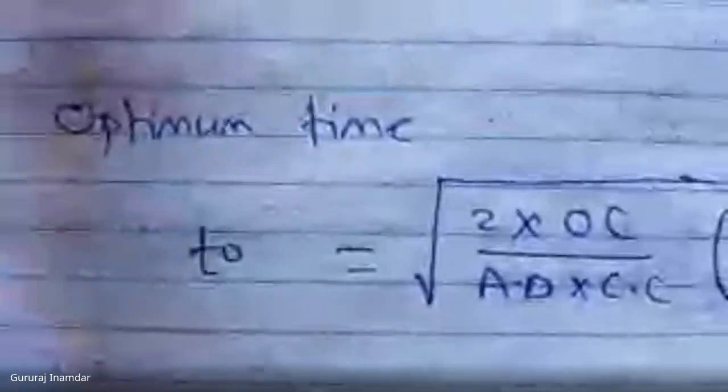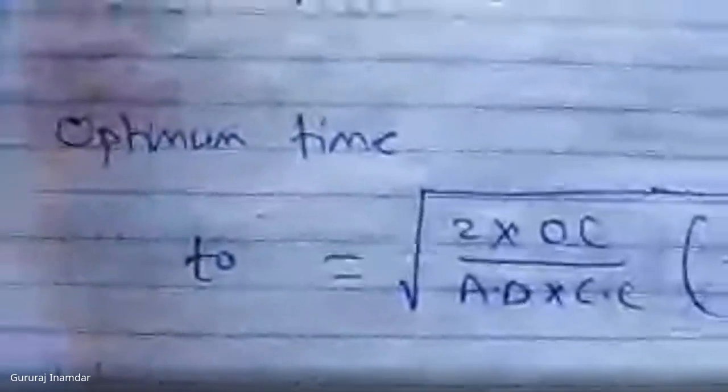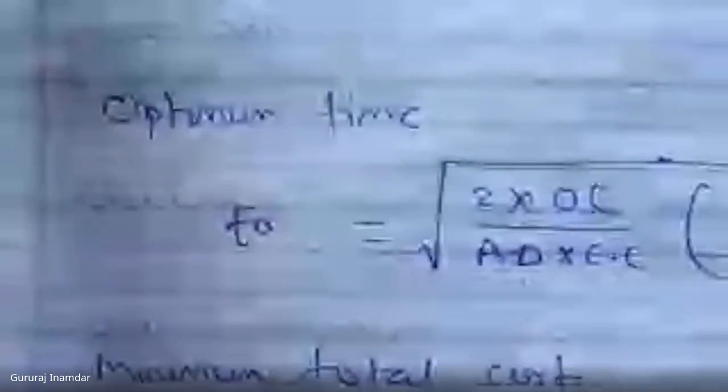But in our syllabus, there are problems with shortage and without shortage. Only two problems are included in our syllabus, so we will deal only with this type. Lot of types are available in the book, but don't get confused. Okay, optimum time.